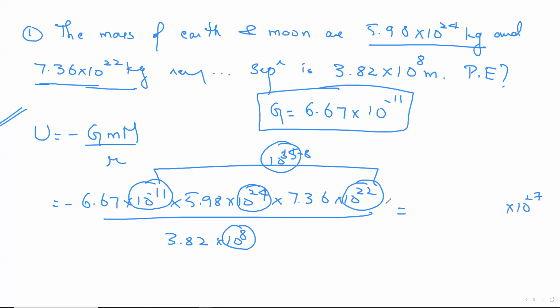Now, whatever remaining numbers are there, use a calculator. So 6.67 into 5.98 into 7.36 equals 290, whatever. Whole thing divided by 3.82. You'll get the answer as 76.84 into 10 to the power 27. Careful, the minus has to be there because the minus remained. And it is gravitational potential energy. Energy is always in joules. This is the answer.